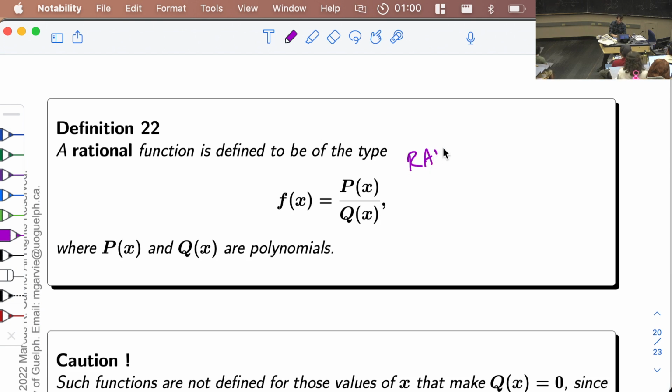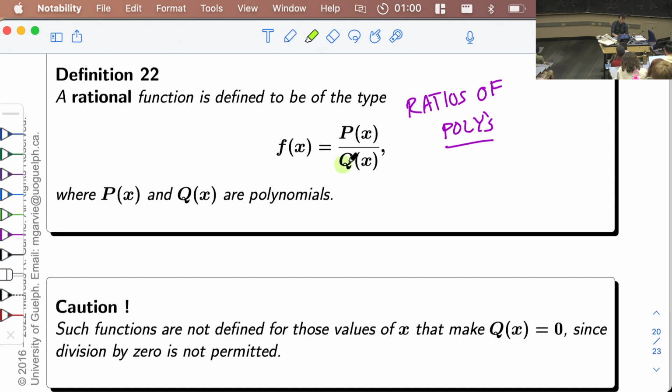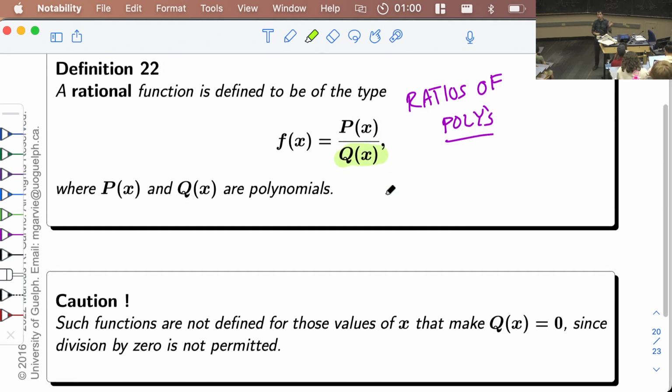So things like this, ratios of polynomials. These are called rational functions. The thing you've got to watch out for with rational functions is that because we are dividing by something, you have to be careful when you try to divide by 0. So functions are not defined for the values of x that make q of x equal 0. If q of x is ever 0, then p of x over q of x makes no sense, and so the function is just not defined there. If we were going to draw it as a graph, there would either be a hole in the function or an asymptote or something. Something interesting would happen to the function at those points where q of x equals 0.